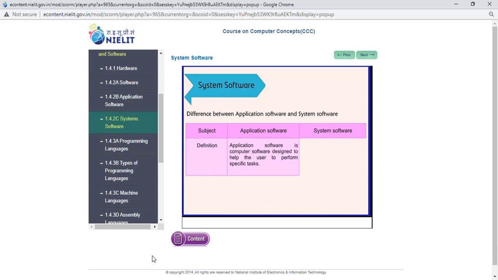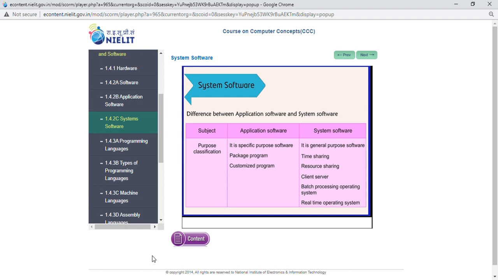Definition: application software is computer software designed to help the user to perform a specific task. System software is computer software designed to operate the computer hardware and to provide a platform for running application software. Purpose, classification: it is specific purpose software, packaged program, customized program. It is general purpose software, time sharing, resource sharing, client server, batch processing operating system, real-time operating system.